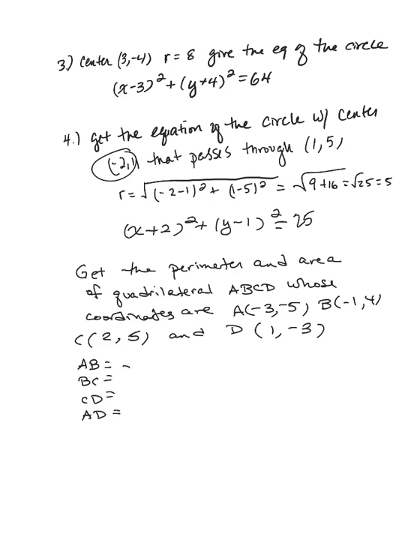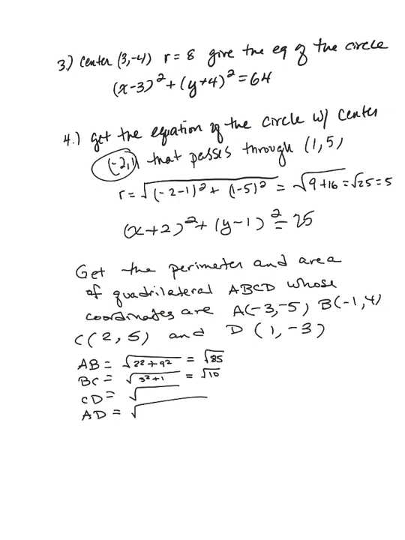Okay, so I'm going to do this the mental math way. You can write out the whole thing if you want. So from A to B, -3 to -1 is a distance of 2, so I'm going to do 2 squared. -5 to 4 is a distance of 9. So I get the square root of 85 here. B to C, -1 to 2 is 3 away, so that's 3 squared. 4 to 5 is 1 away. So this is the square root of 10.